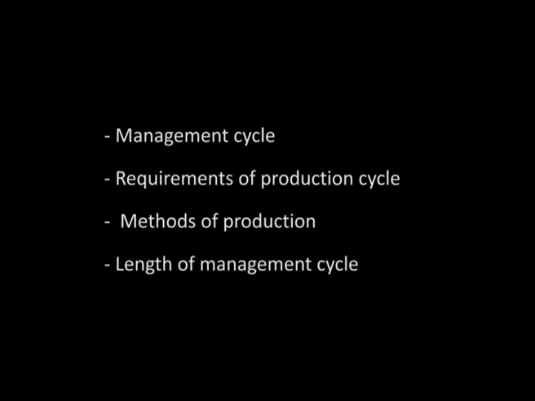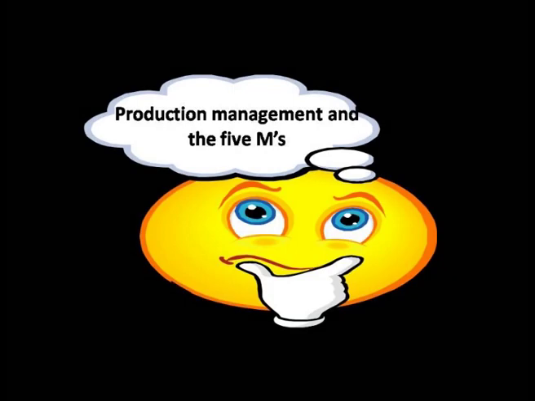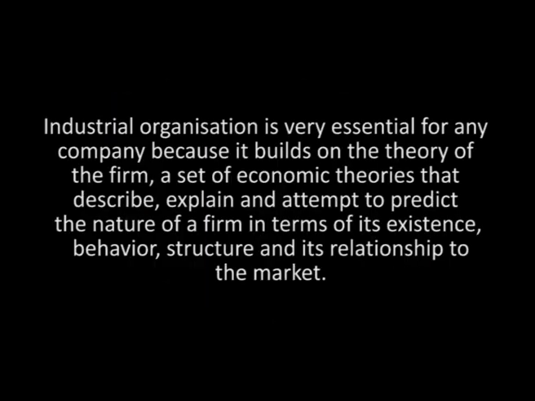In the next section, the types of industrial organizations were briefly discussed along with the features. This gave us an insight about the necessity of having industrial organization. The fourth section talked about the production process. Some key important concepts were explained in detail, like the management cycle, requirements of any production cycle, methods of production, and length of management cycle. The last part of the chapter taught about production management, wherein the 5 M's were explained in detail. Also, one of the production models was described.